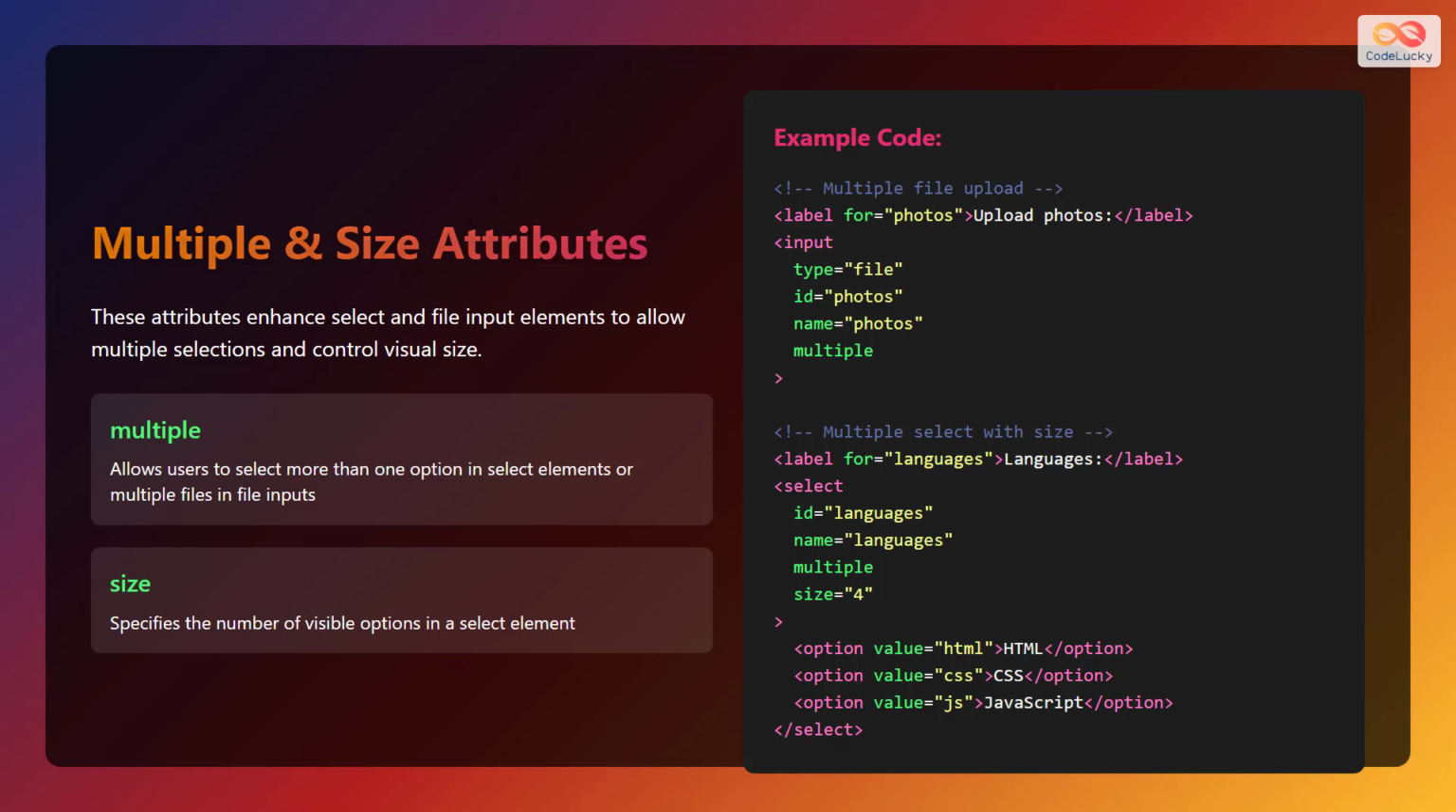The multiple and size attributes enhance select and file input elements to allow multiple selections and control visual size. The multiple attribute allows users to select more than one option in select elements or multiple files in file inputs. The size attribute specifies the number of visible options in a select element. For example, the code shows a file input with the multiple attribute, allowing users to upload multiple photos. It also shows a multiple select element for languages, with the size attribute set to 4, displaying 4 options at a time.